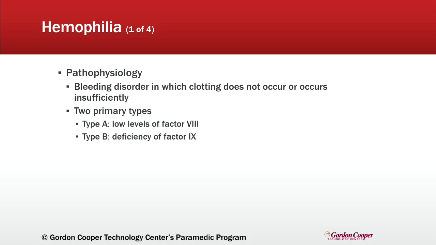Hemophilia is a bleeding disorder in which clotting does not occur or occurs poorly. This particular disease is actually associated with X-linked recessive genes. It is classified into two primary types. There's type A, which is indicated by low levels of the anti-hemophilic globulin and anti-hemophilic factor. And then there's type B, a deficiency of plasma thromboplastin component. Not important that you remember those. Hemophilia is primarily found in males.